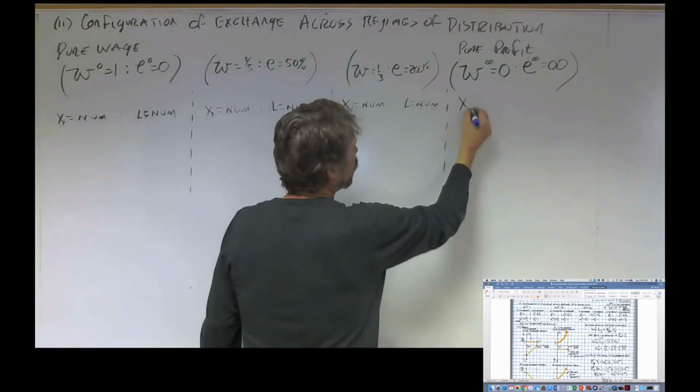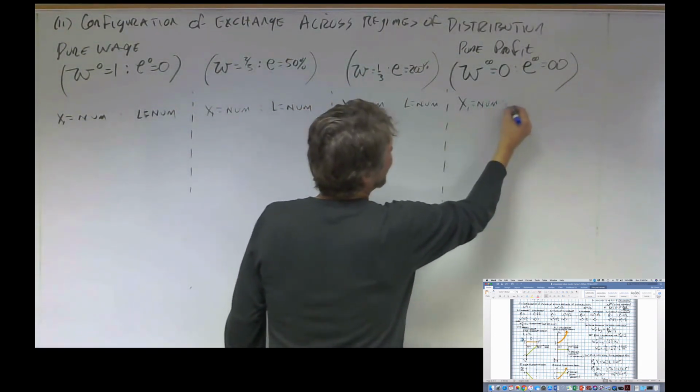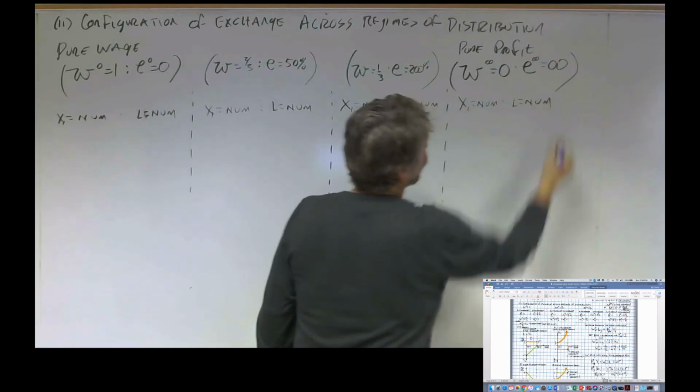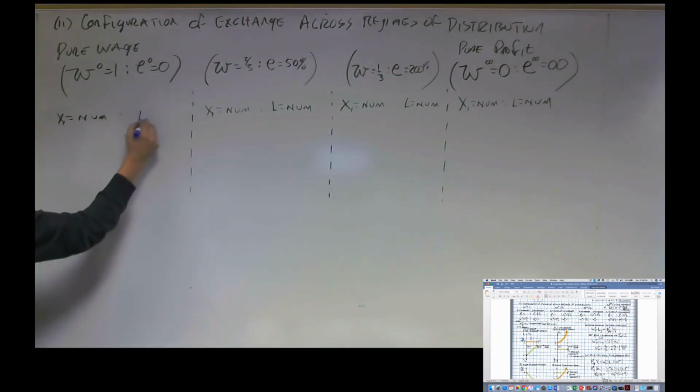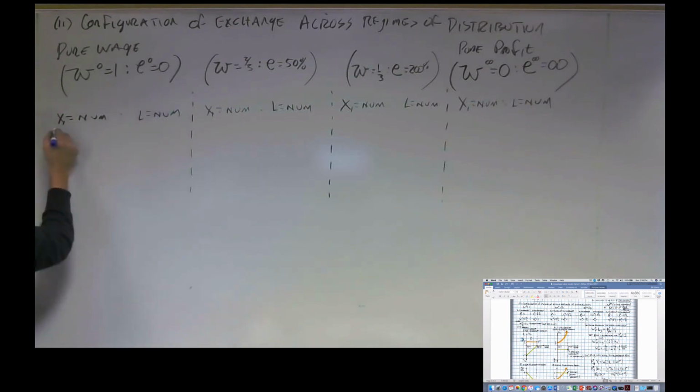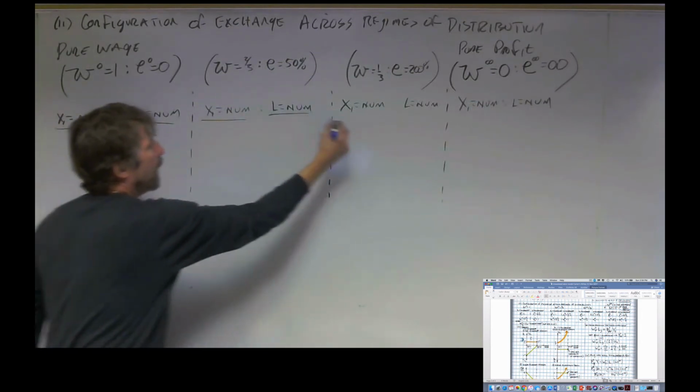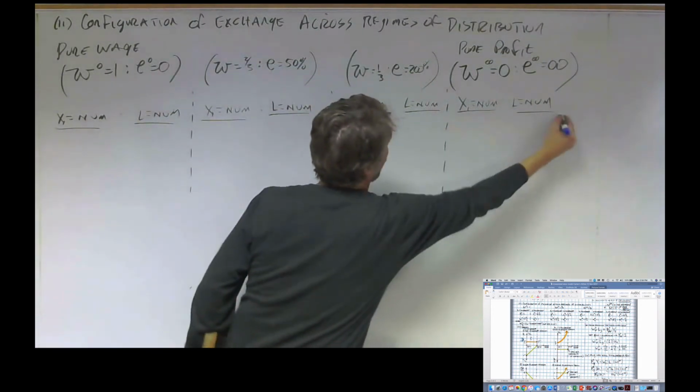And then you have X1 is equal to the numeraire, and L is equal to the numeraire for the pure profit regime of distribution. It's going to be here. L is equal to the numeraire here, there. All of this is going to be there.